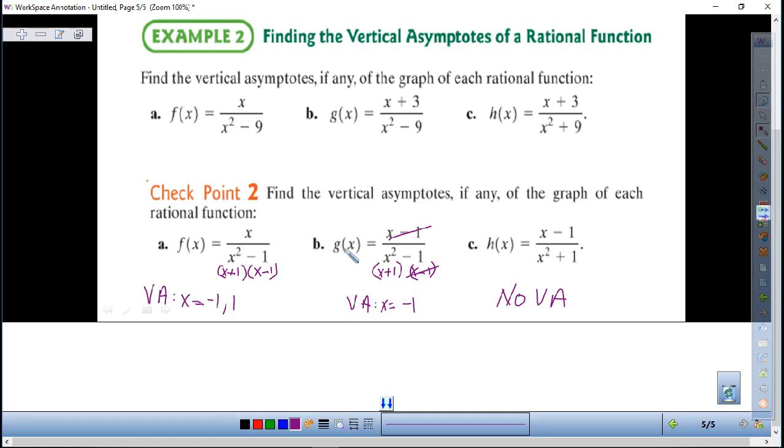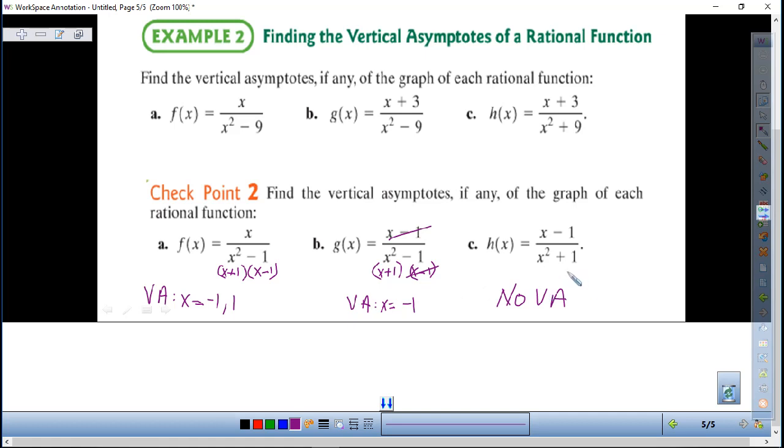All right, with g of x here, we've got a common x minus 1 top and bottom that cancel out. So we're left with just x plus 1 on the bottom. So negative 1 is the only thing that's going to make this denominator equal to 0 that did not cancel out. So the only vertical asymptote is at x equals negative 1.